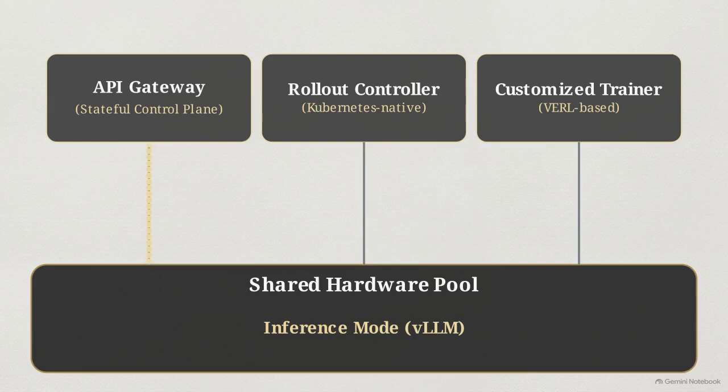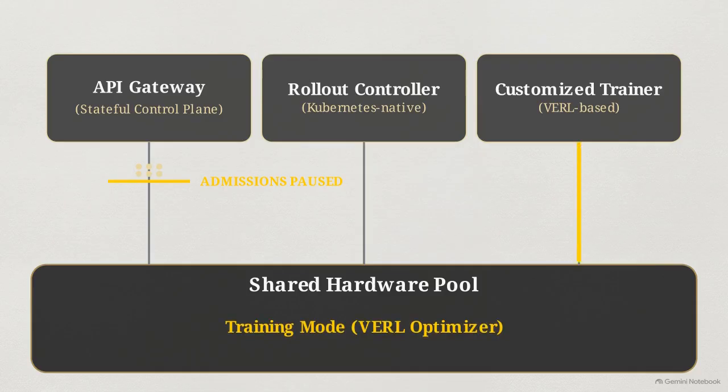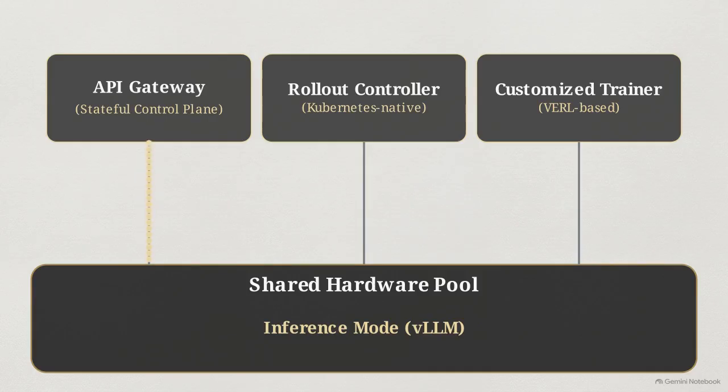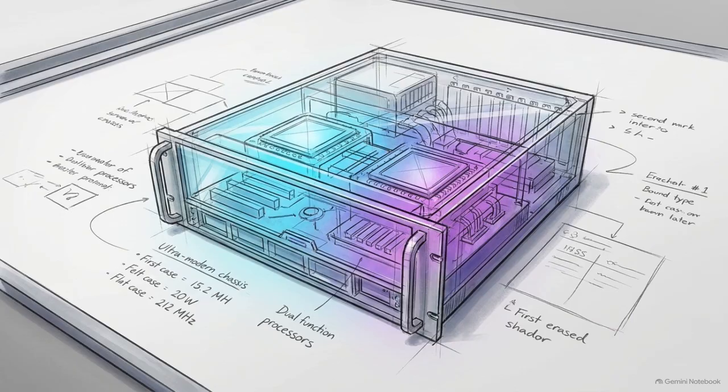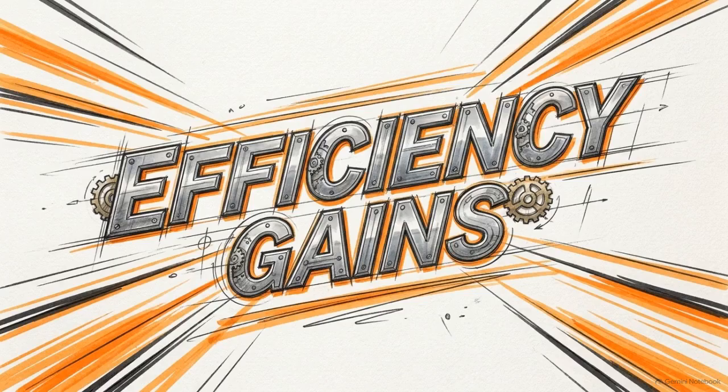With co-located async RL, the system timeshares a single GPU pool between inference and the Verl optimizer. When the batch threshold is reached, the API gateway pauses incoming admissions. Active requests finish, the trainer optimizes weights, synchronizes, and the gateway reopens admissions. This co-located loop eliminates worker idling without requiring an expensive secondary hardware cluster. Timesharing GPUs via API admission gating delivers a 2x end-to-end acceleration.